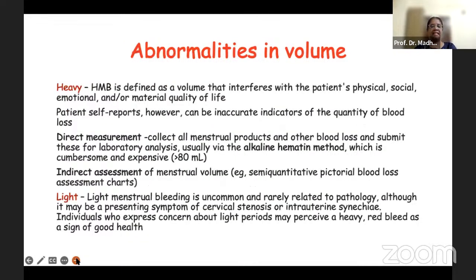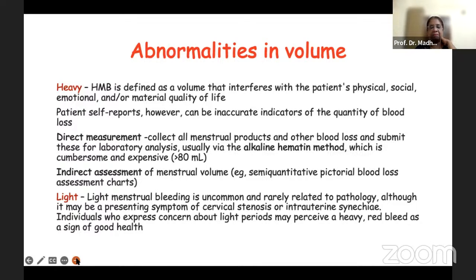What are the abnormalities in volume? It can either be heavy or light. Remember, this is basically subjective, but heavy menstrual bleeding is defined as a volume that interferes with the patient's physical, social, emotional, and or material quality of life. Now, the main thing is who reports the HMB: the patient herself. So it may not be very accurate.